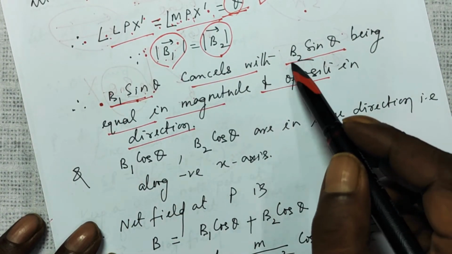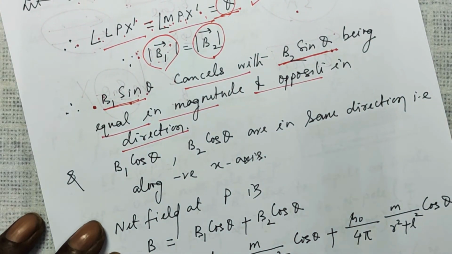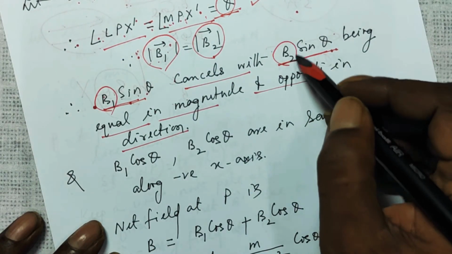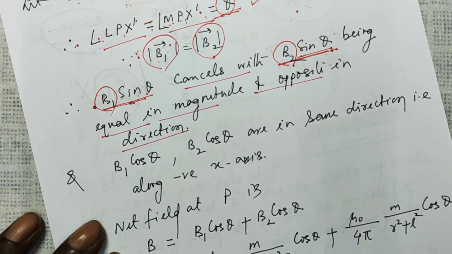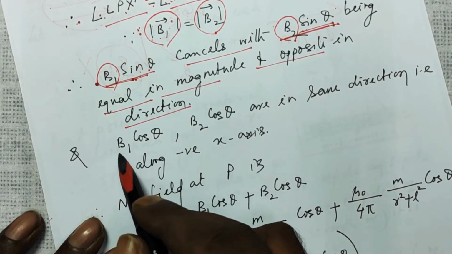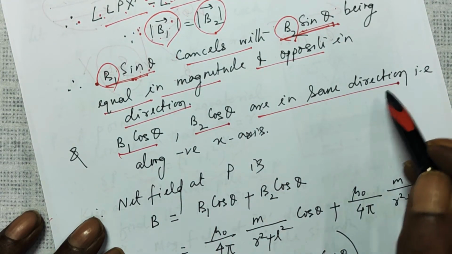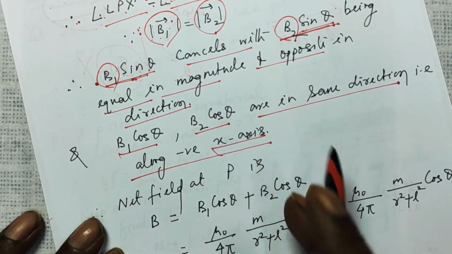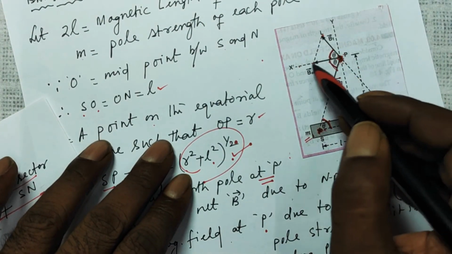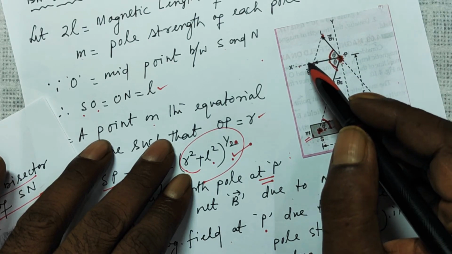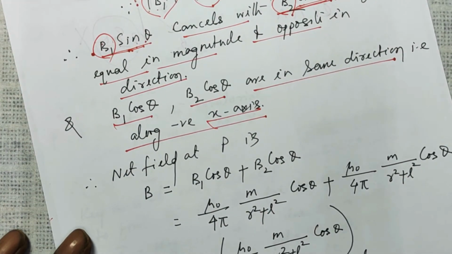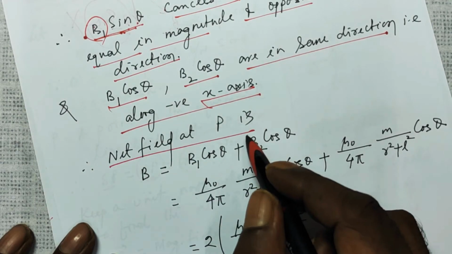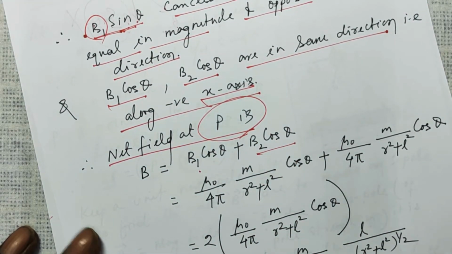B1 sin theta cancels with B2 sin theta because they are equal in magnitude, because the magnitude of B1 is the magnitude of B2, and this sin theta is the same as this sin theta. They are opposite in direction, means angle between them is 180 degrees, therefore they cancel. Now, B1 cos theta and B2 cos theta are in the same direction. That is the negative x-axis. To this side is B1 cos theta, to this side is also B2 cos theta. Both are in the negative x-axis, so they are added. So your net field at P is B1 cos theta plus B2 cos theta.